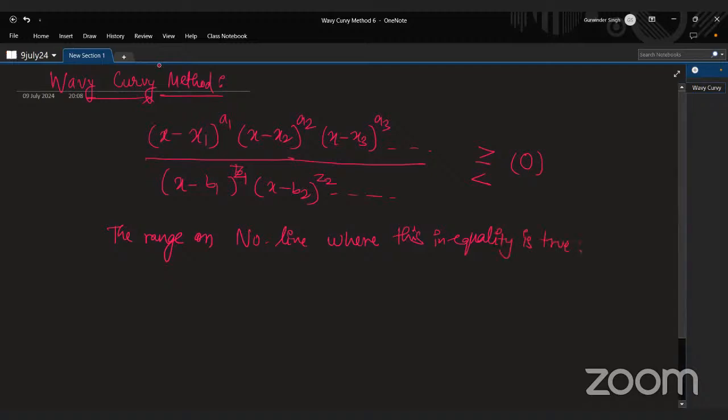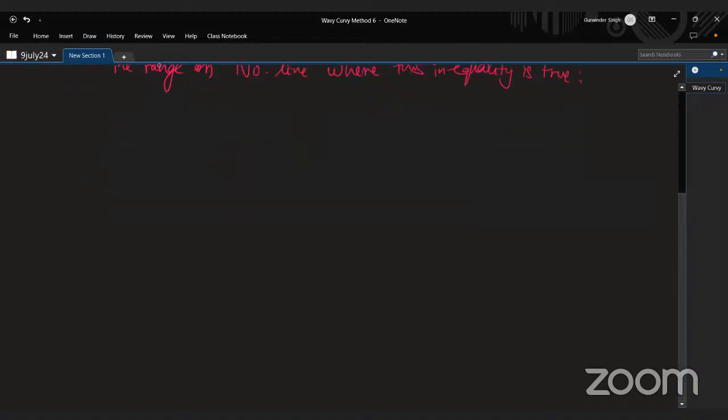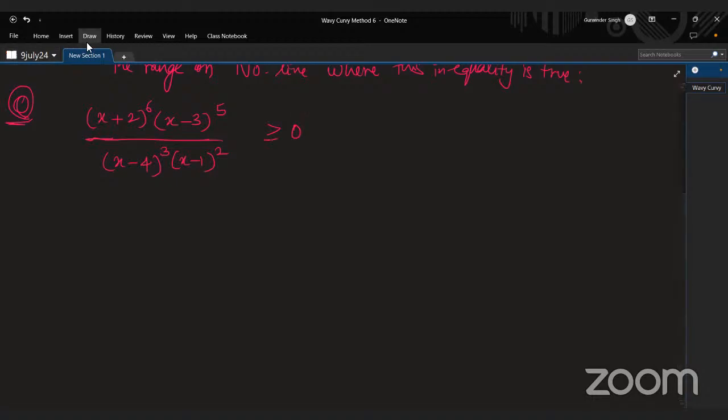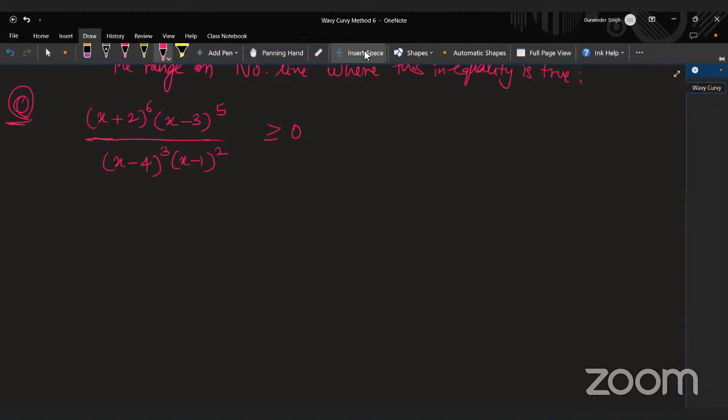Okay, so directly a practice problem I will give you. It is x plus 2 to the power 6 into x minus 3 raised to power 5, divided by x minus 4 to the power of 3 and x minus 1 squared. Okay, so it has to be greater than or equal to 0. So I will try to find out. So first of all, how to solve this problem.